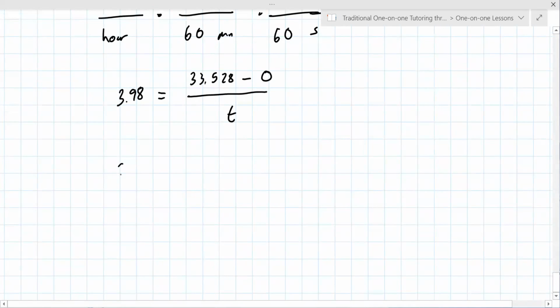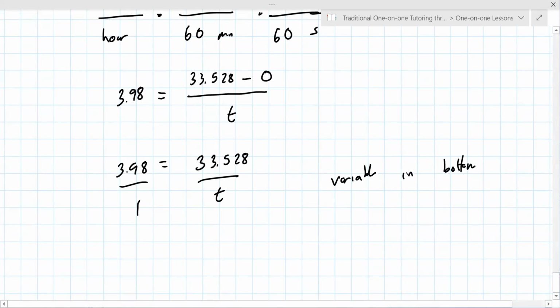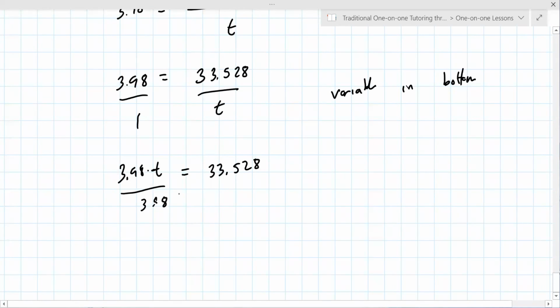In the numerator, you can just reduce that to 33.528 over T. Now, how do you get rid of the variable in the bottom? Multiply by T. Yeah, so this is 3.98 times T equals 33.528. Notice you're basically done, because you just divide both sides by 3.98. So you should get T equals 8.4.